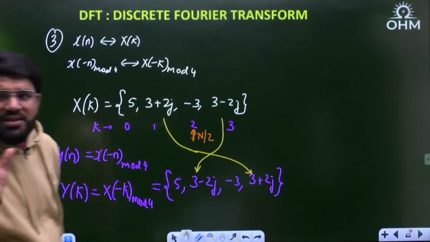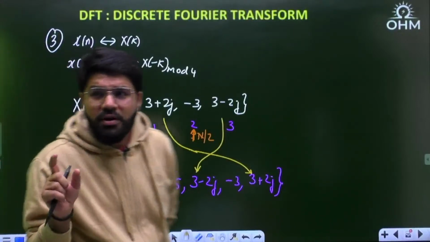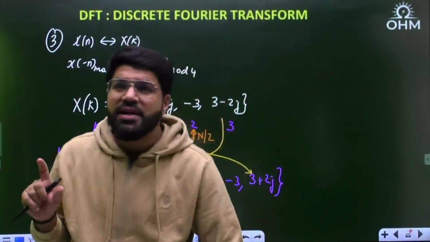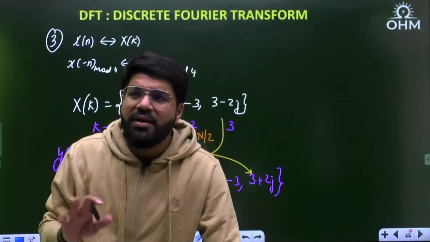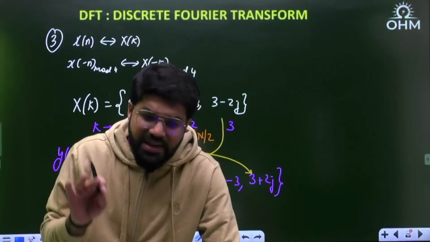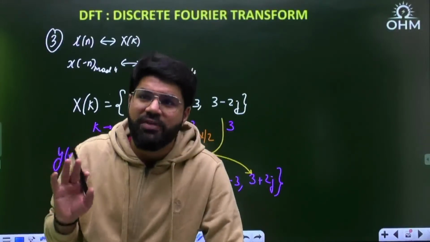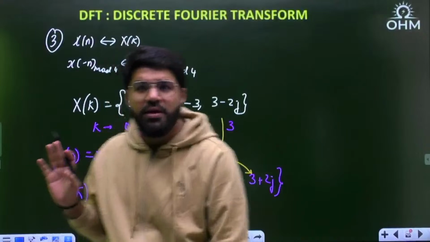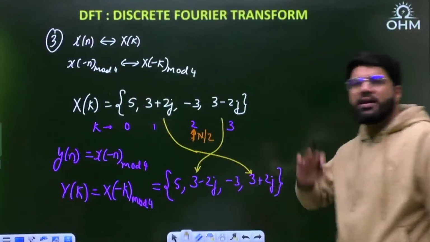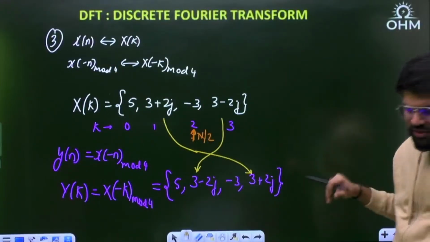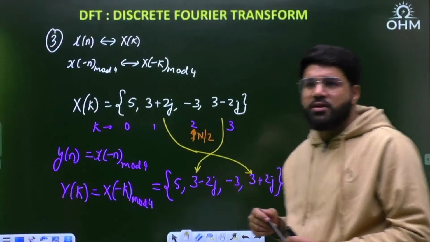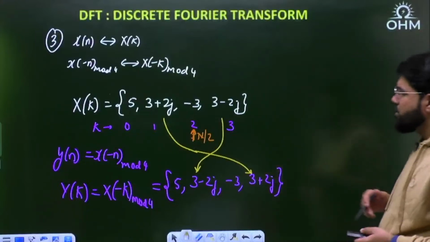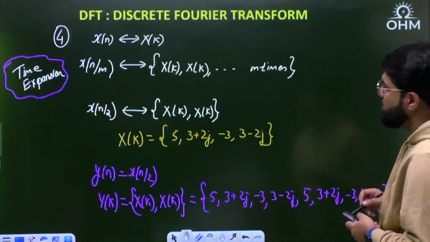Okay, so that mod n is not remainder. The mod n is actually the representation of circular folding and circular shifting operation. Clear now? Don't treat it as some remainder calculation like we normally do in division. It is the representation of circular folding and circular shifting. Correct? Okay, now next question.